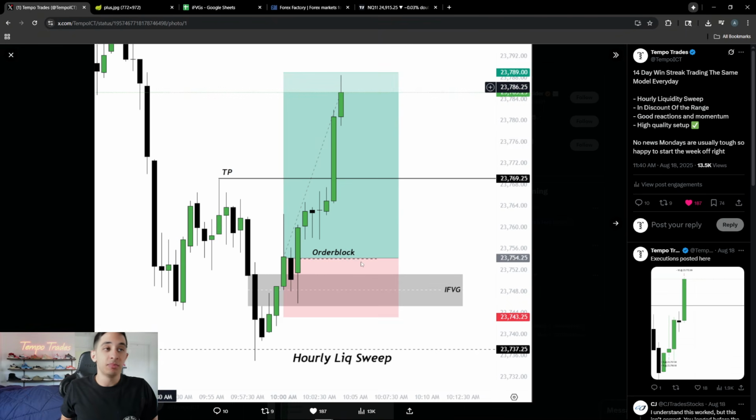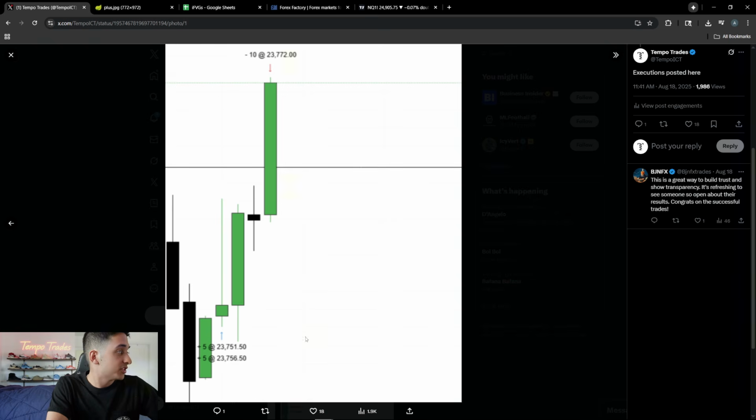Trading is not supposed to be complicated. You're supposed to look for the same thing every single day, rinse and repeat, that you know works. So I'm not trying to beat a dead horse, but we have our hourly low marked out. We get the liquidity sweep down there. I'm looking for the reversal long. I enter long when the candle closes over the IFEG. We target the opposing side of the range. Bang, bang, bang. Here are the executions as well.